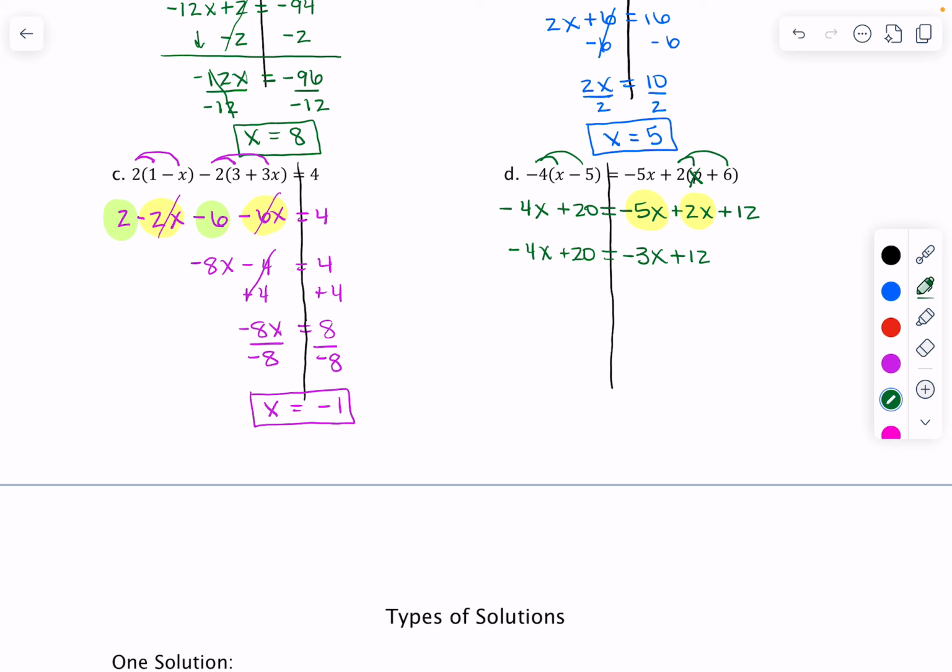I'm going to go ahead and get my x's on the same side now that my like terms are done. So I'm going to add the 3x to both sides. The ones on the right cancel. On the left, -4 plus 3 is -1x. Please feel free to write in that invisible 1 if it helps you. Bring down that +20. On the right side, bring down that 12.